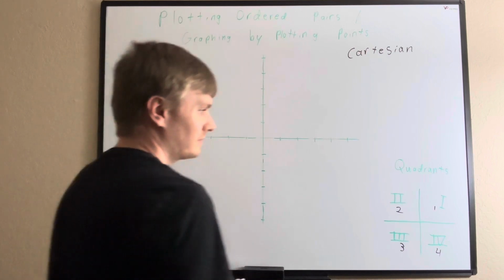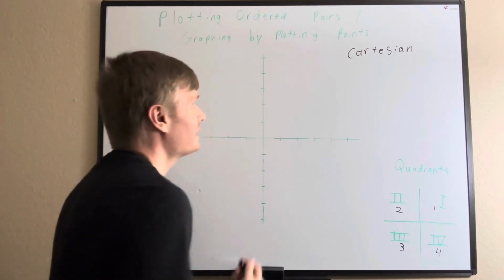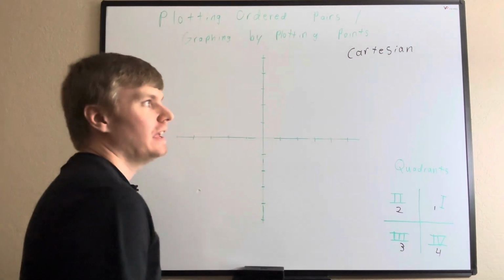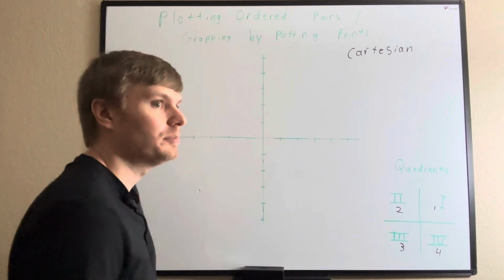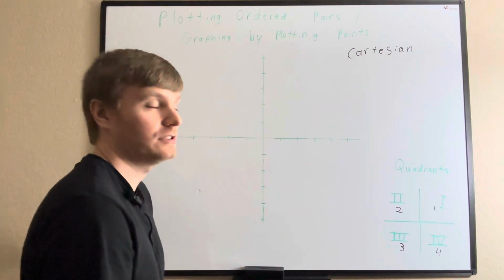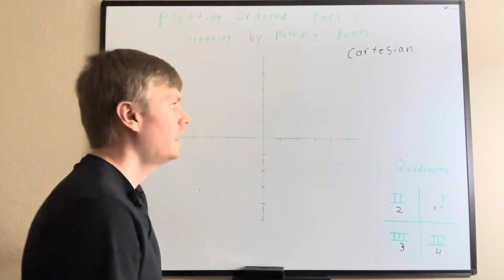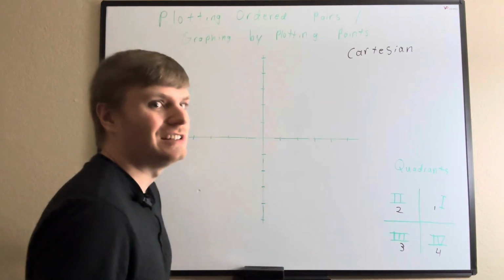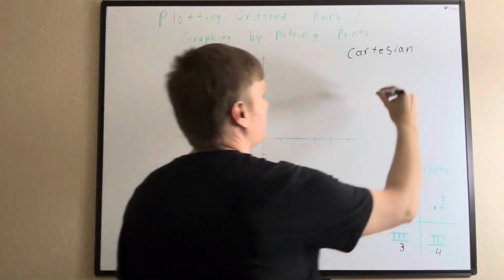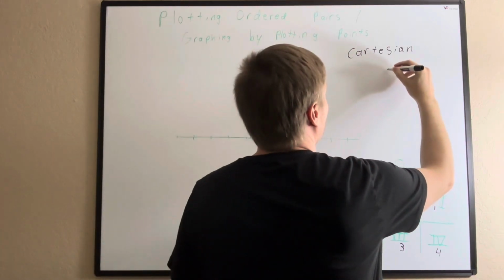Now, why do we need to know the names of the quadrants? Well, there's certain characteristics about each quadrant, and if your ordered pair has those characteristics, then you know which quadrant you should be in, and you'll be able to check your answer that way. So I'll just take any random point.